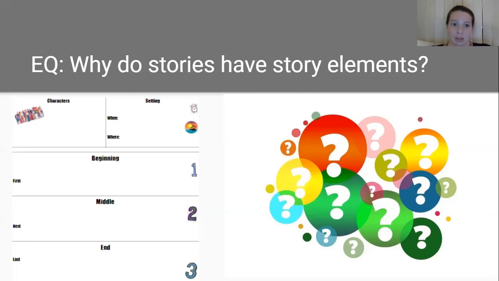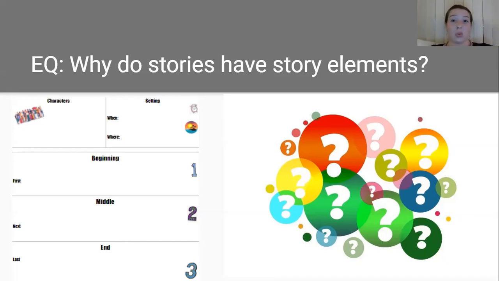Stories have story elements, in my opinion, because it helps us to organize our story. It tells us what order we want to tell our story in. It helps the author to organize their thoughts, and it helps the reader to kind of digest what the author is trying to tell them.